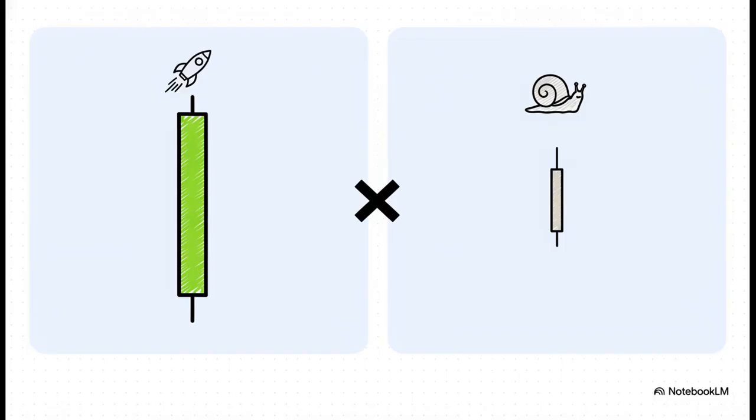The mistake is treating the Heikin Ashi candles as the real price, but they are not. Just look at this comparison. On the left, Heikin Ashi is showing this huge, powerful green candle, suggesting super strong momentum. But on the right, that's the actual price candle for that exact same period. It's tiny. The price barely moved at all. This is exactly why you cannot trust it for the exact price.